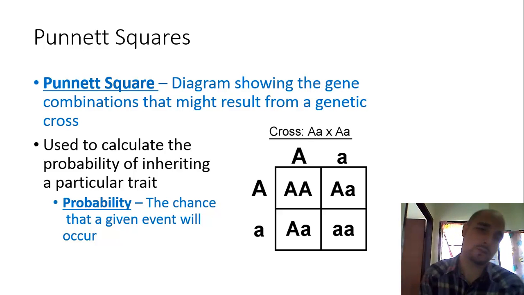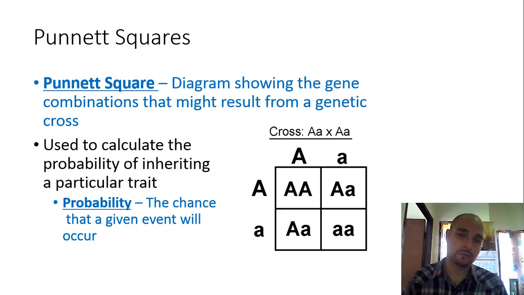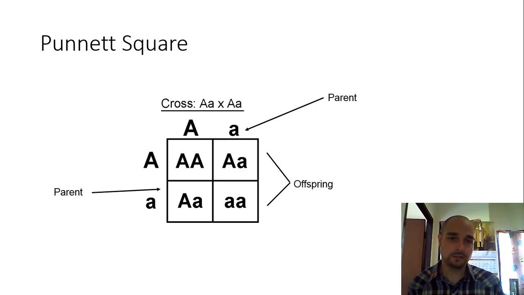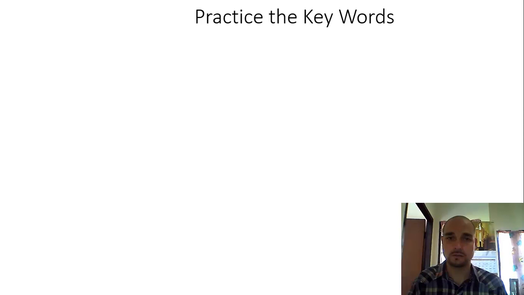Okay, so this is a Punnett square. It's a very easy way to do these crosses. It can show all of the possible gene combinations that might result if you were to take two different parents and cross them, and you would see what would come out in the next generation. So we call this probability, which is the chance that a given event will occur. So this is a little bit of practice of how this is done. You just take the letter and you put it through all the columns, and you put it through all the rows, and it shows the offspring, and the parents are on the outside of the box.